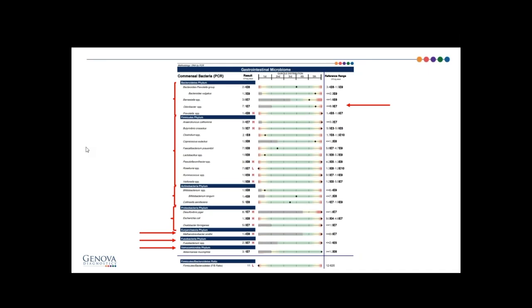So some genuses of bacteria, such as Odoribacter, only contain a few species, whereas the Clostridium genus that I'm pointing to here has more than 100 species. So we don't have 100 Clostridium probes, we have 1 Clostridium species probe. And sometimes it's difficult for the lab to get these probes down to the individual species level.